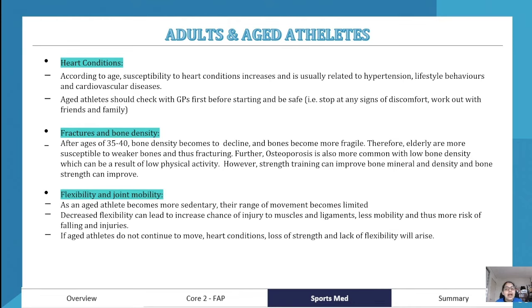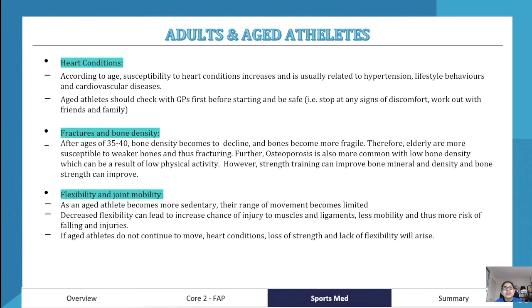Now, looking at fractures and bone density, after the ages of 35 to 40, your bone density begins to decline, and your bone becomes more fragile. So elderly people are more susceptible to weaker bones, and thus fractures. If they fall down, they're more likely to get a fracture. And further, osteoporosis is also common with low bone density, and it can result in low physical activity.